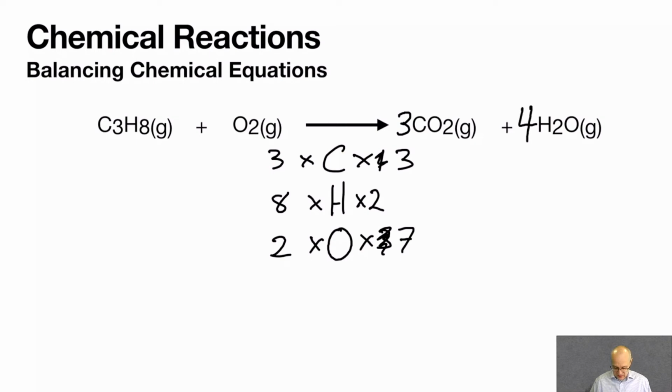All right, let's count again. 3 carbons, 6 plus, oh, wait now. 6 oxygen here, right? Let's write that down. We got 6 oxygen here from this molecule. We got 4 oxygen there. Add those together, you get a grand total of 10 oxygen on the right. Oops.